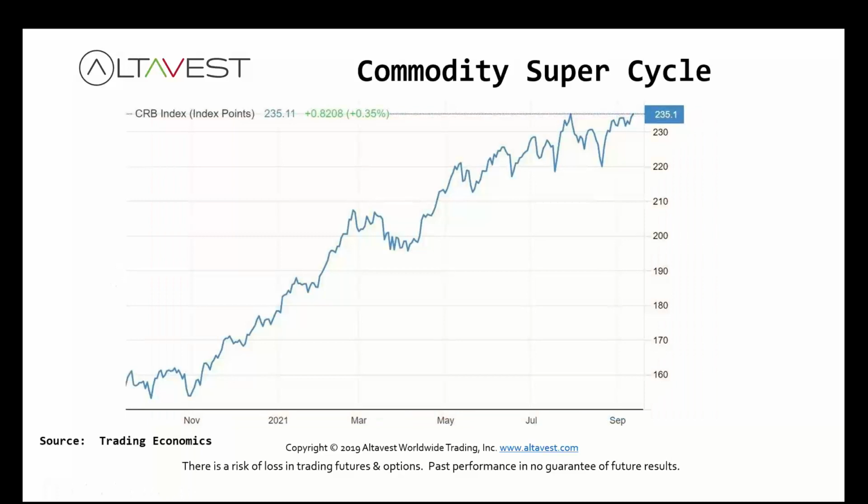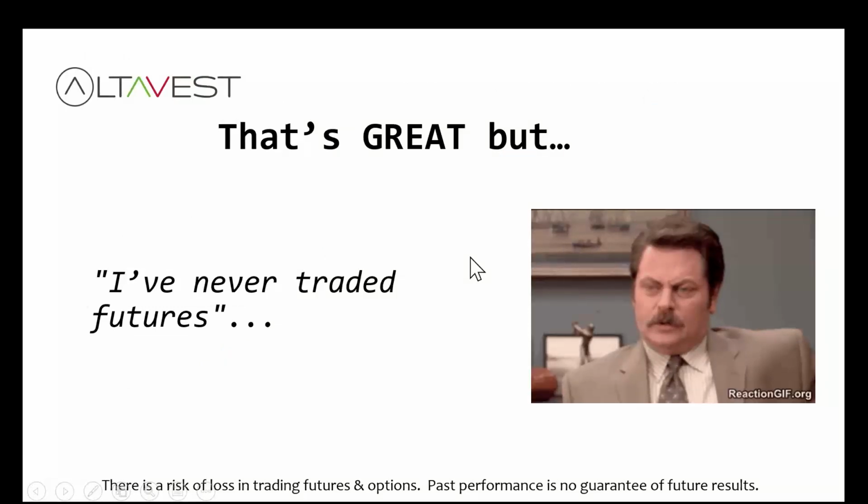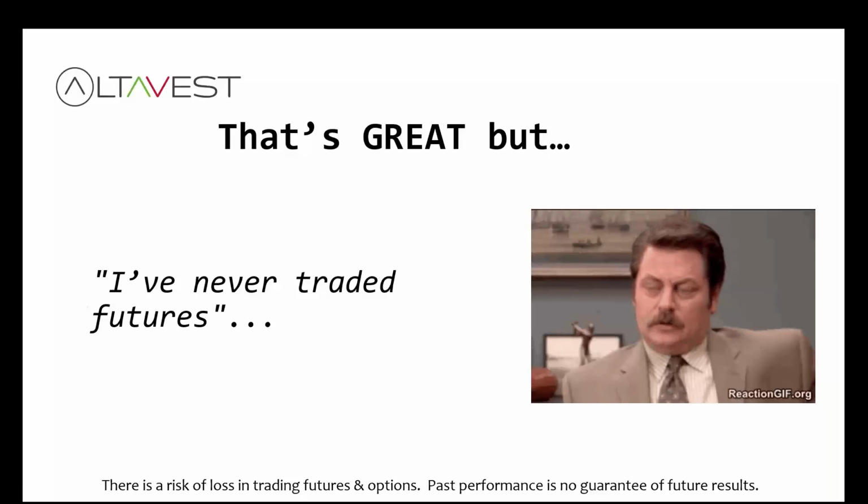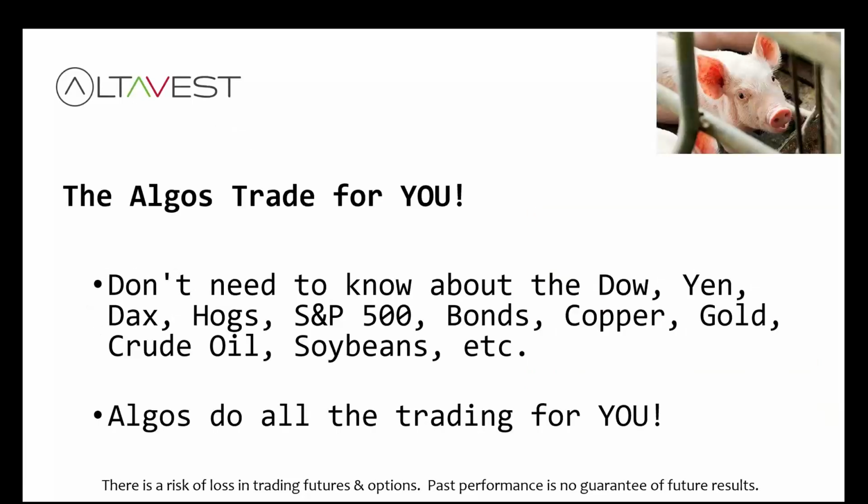So with that said, let me show you. We talked about some commodity markets, right? With AV Systems, you saw gold and platinum and corn and copper and whatever. This is what commodity markets have been doing. In fact, if you went back earlier, charts kind of off the chart, so to speak. And you might be thinking, I've never traded futures. I love it, but what do I know about futures? Well, keep in mind, you don't really need to know anything about copper or soybeans or hogs or the DAX or the yen. The algos are trading for you.